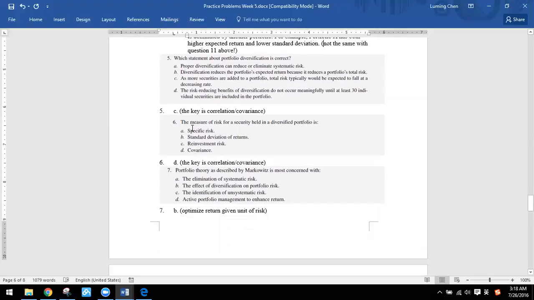Number 6, the measure of risk for a security held in a diversified portfolio is A, specific risk? No, because we are talking about a security held in a diversified portfolio. B, standard deviation of returns? No, these are single risk or idiosyncratic risk. C, reinvestment risk? No, it has nothing to do with it. D, covariance. This is the right answer because we are talking about a security in a diversified portfolio.